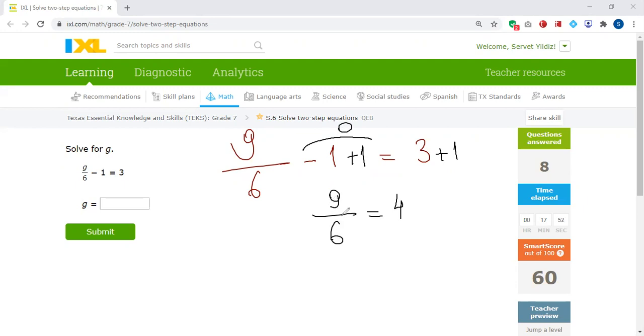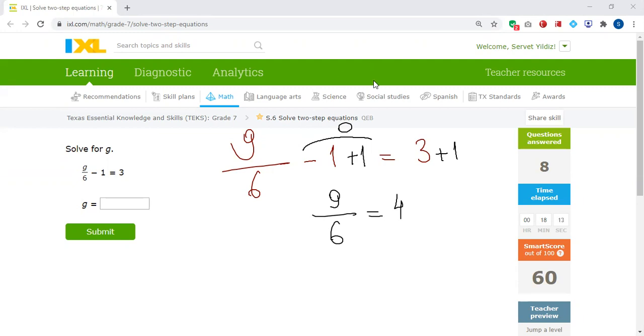Actually, we can also do this. What is the inverse operation of division? The inverse operation of division is multiplication. That means I'm going to multiply 4 by this number. 4 times 6 will give you the answer. That's going to be 24.